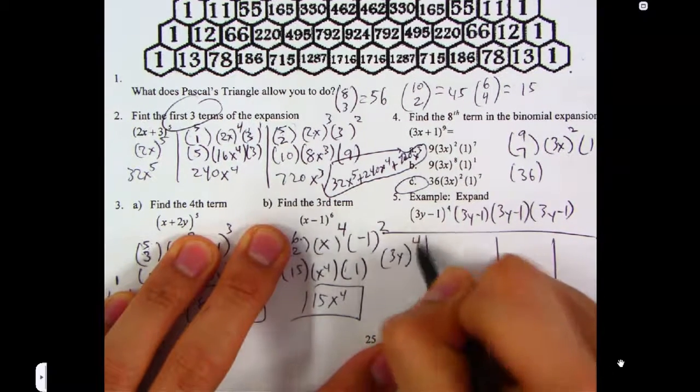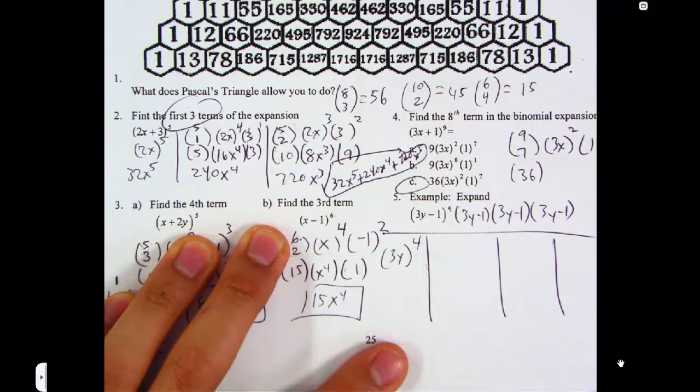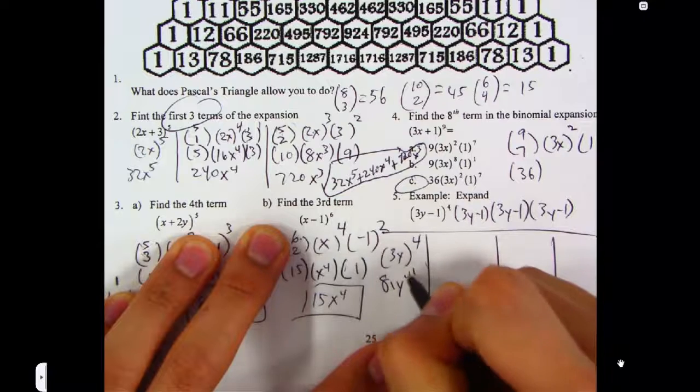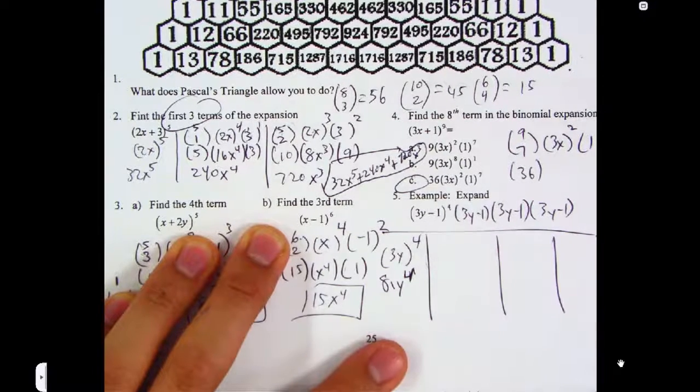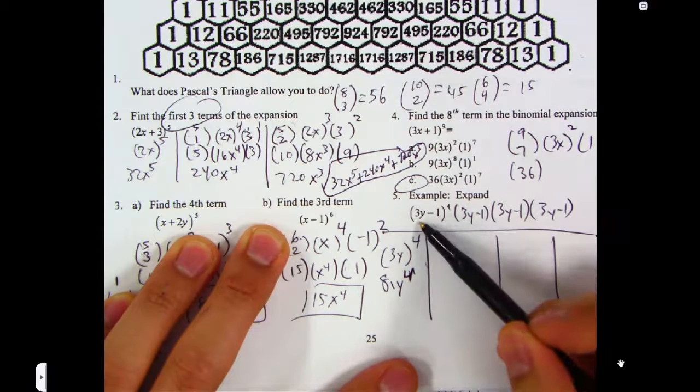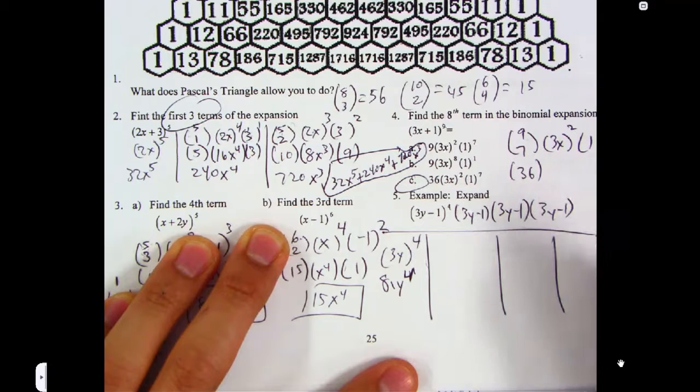Okay, so let's use a shortcut for the first one. 3y to the 4th. 3 to the 4th. 3 times 3, 9 times 3, 27 times 3, 81 y to the 4th. And you can do that for the last one. How do you use the last one? What term do you use? Do you use the first term or the second term? Second. So negative 1 to the fourth. Negative 1 times negative 1 times negative 1 times negative 1. 1.